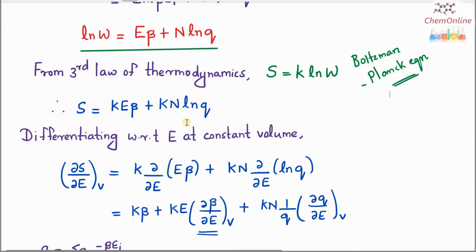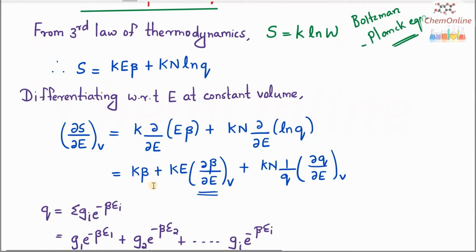Now differentiate with respect to E at constant volume. That is dou S by dou E at constant V equals K into dou by dou E of E beta plus Kn into dou by dou E of log Q. Here K and N are constants. Okay. So K into dou by dou E of E beta plus Kn into dou by dou E of log Q, which is equal to K beta plus K E into dou beta by dou E at constant V plus Kn into dou by dou E of log Q, which will be 1 by Q dou Q by dou E at constant V.